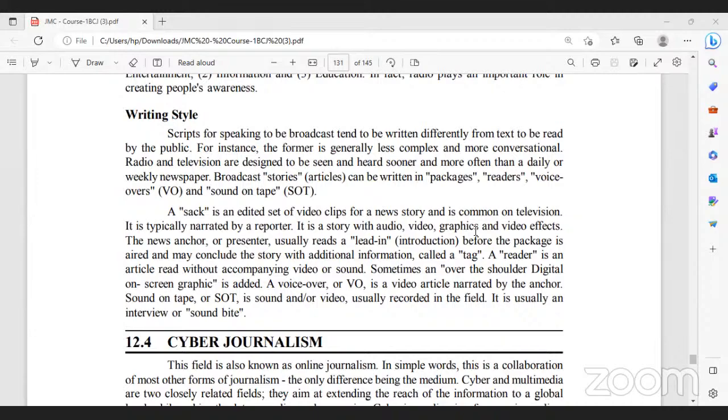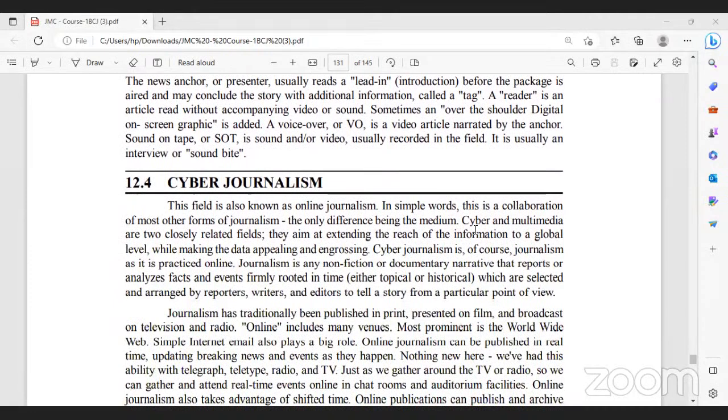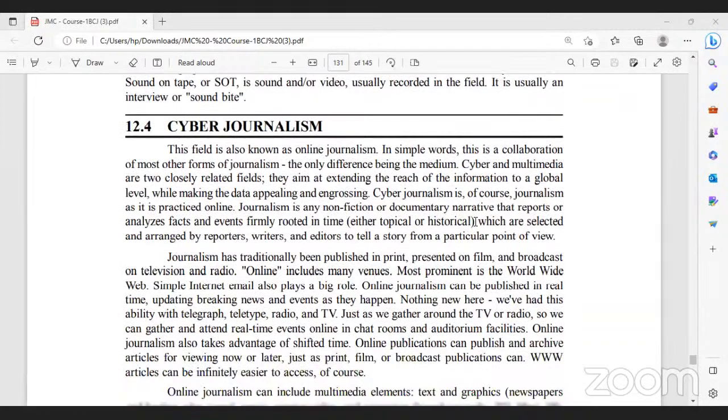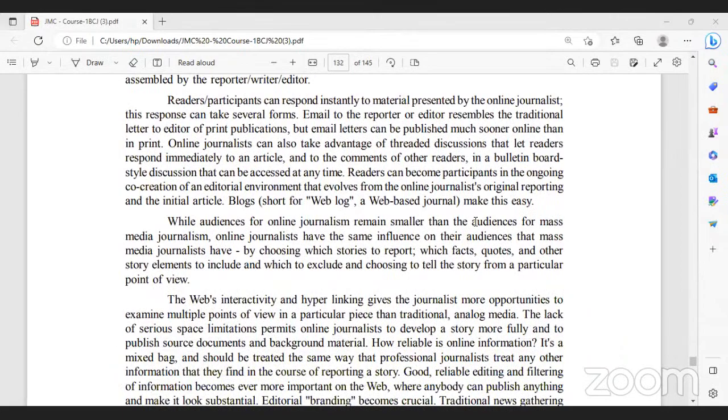Then we have a cyber journalism. With the growth of the technological advancements, cyber journalism, which is popularly known as online journalism, is what in today's date we see that there is an immense potential for, because with the help of the technology, we are able to connect very fast, and the world has turned into a global village, according to McLuhan, what we have studied.